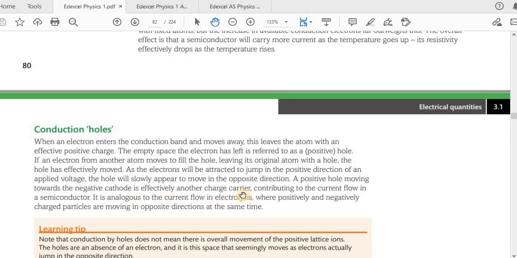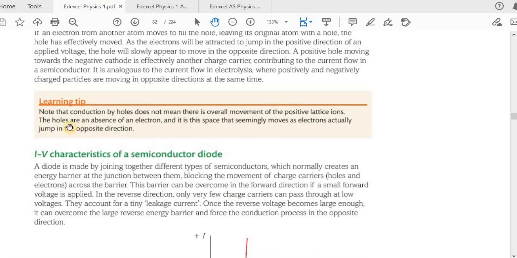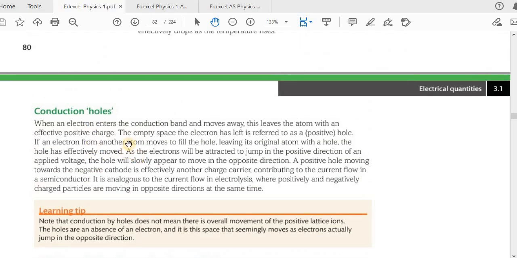Cathode is effectively another charge carrier, contributing to the current flow in a semiconductor. It is analogous to the current flow in electrolysis, where positively and negatively charged particles are moving in opposite directions at the same time. So very simple. So here now you understand conduction holes, and you can see this is what happens in semiconductors. So this is contributing to the current flow in a semiconductor.